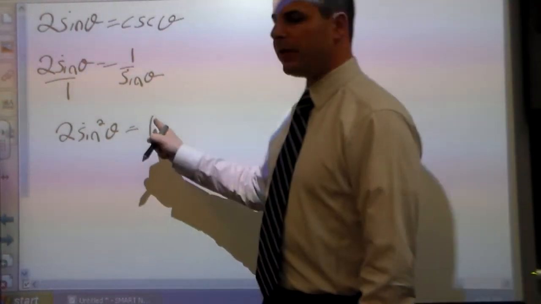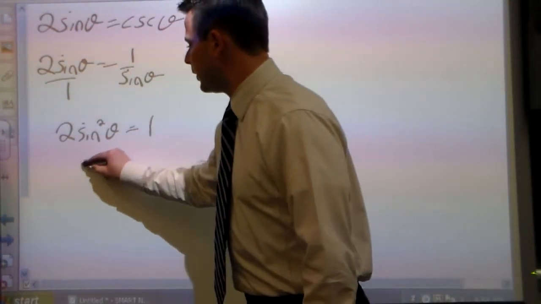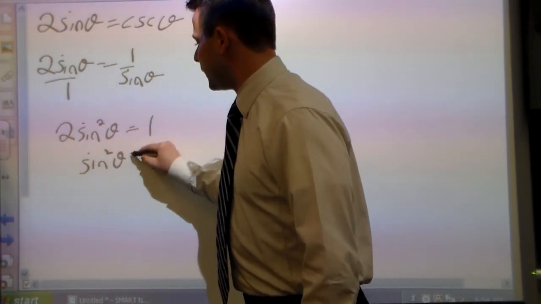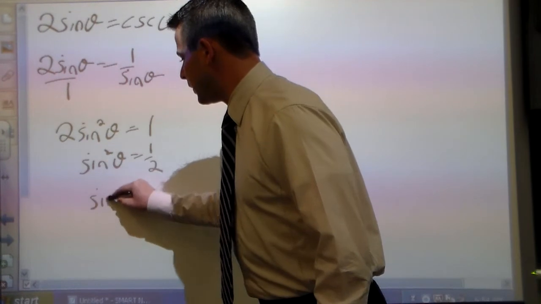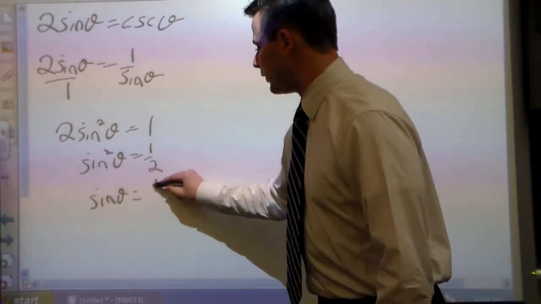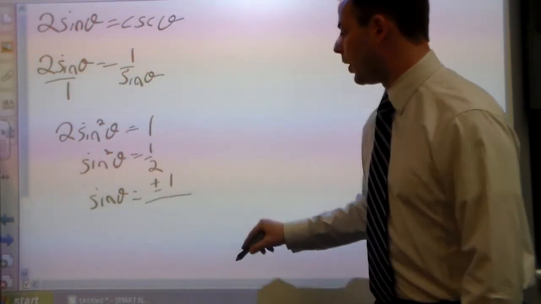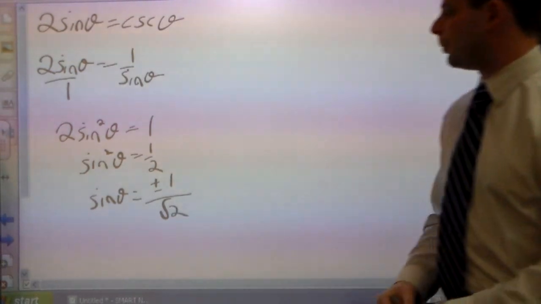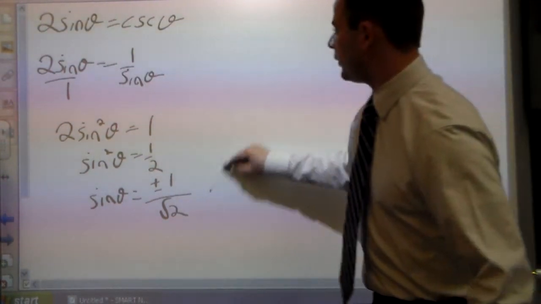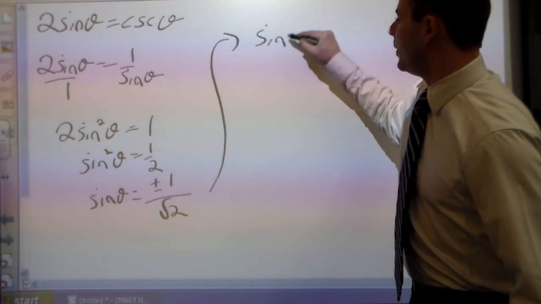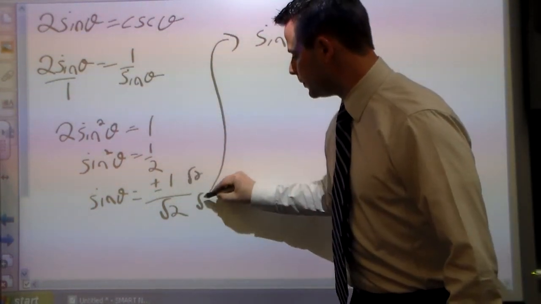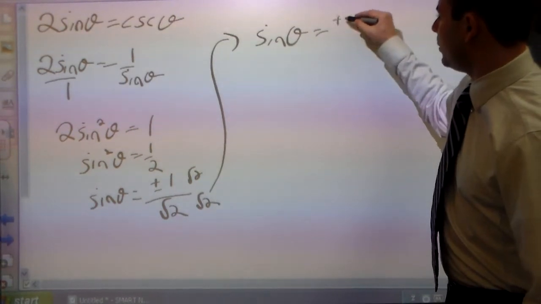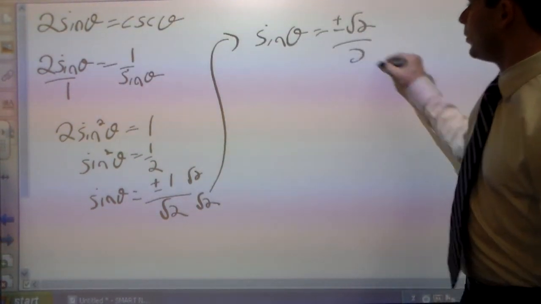So now we'll divide by 2 and take the square root of both sides. Sine squared is equal to 1/2. Take the square root of both sides. Sine equals positive and negative radical 1, which is 1, over radical 2. After rationalizing your denominator by multiplying by radical 2 over radical 2, you'll get sine is equal to positive and negative radical 2 over 2.